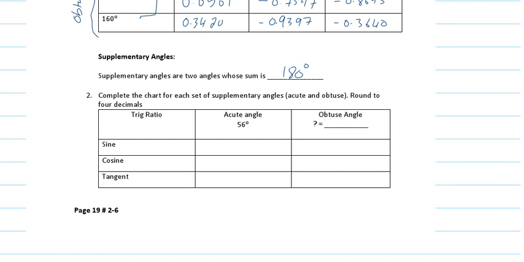If I have the acute angle at 56 degrees, what would be my obtuse angle? What do I do to find the obtuse angle? 180 minus 56, that's right. So what do I get when I do 180 minus 56? 124. All right, so my two angles are 56 and 124.